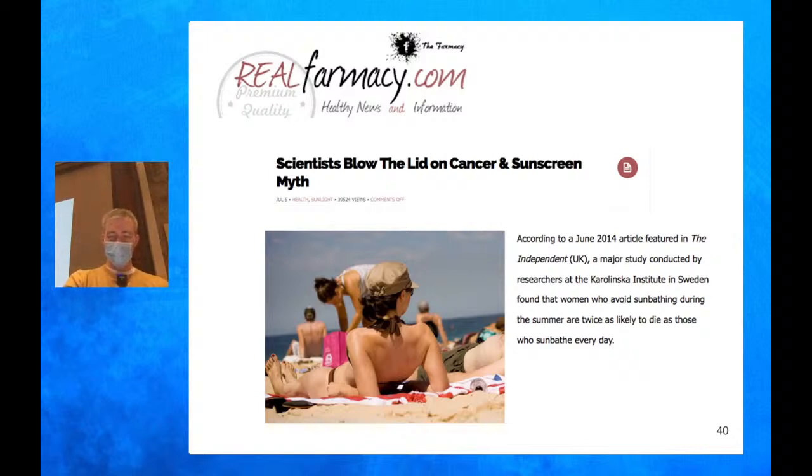According to a June 2014 article, a major study conducted by researchers in Sweden found that women who avoided sunbathing during the summer are twice as likely to die as those who sunbathe every day. So I just want to say, even just the writer, whoever it is, I don't see the name there, but everybody has a 100% chance of dying. Right? So what does that even mean? They're twice as likely to die as those who sunbathe every day. Without a qualifier there, that doesn't make any sense. Everybody's going to die, 100% chance.